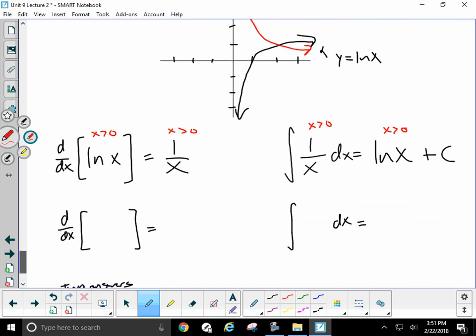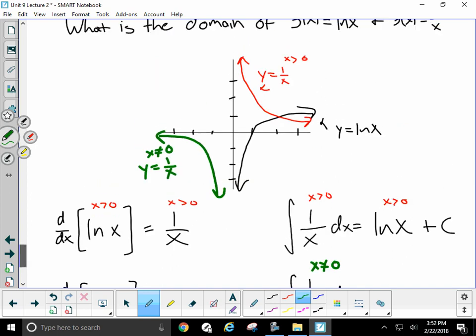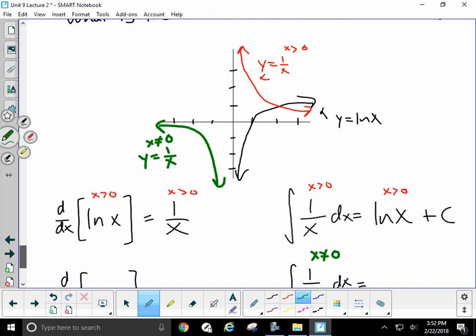However, let's say I started with this question. What is the antiderivative of 1 over x? I started with 1 over x. Well, 1 over x is not constrained to the positive x's. 1 over x lives everywhere except for at 0. It's got that piece and this piece. So I can kind of trace over this guy in green as well.